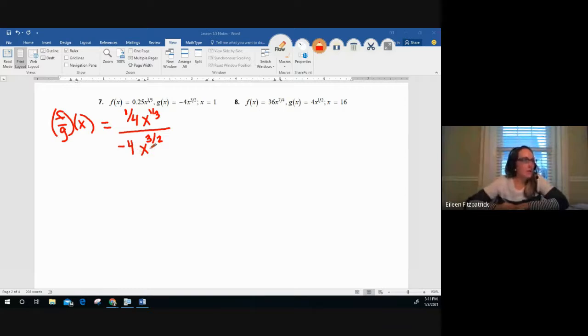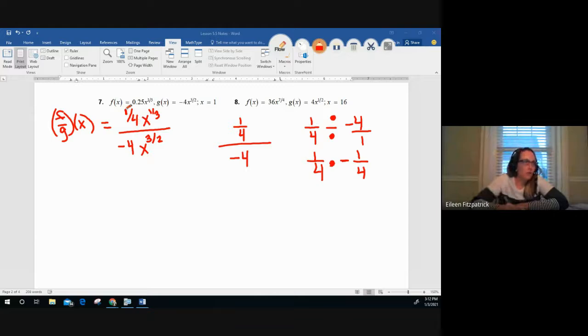All right. So we're going to simplify this. When you have the same base and you have exponents, the exponent rule is to subtract. So you have 1/4 divided by -4. That's the same thing as 1/4 times the reciprocal. The reciprocal is going to be -1/4. So this part of it, the 1/4 divided by -4, simplifies to -1/16.